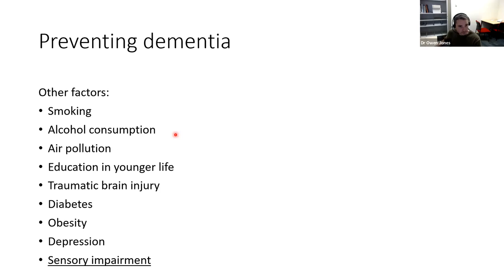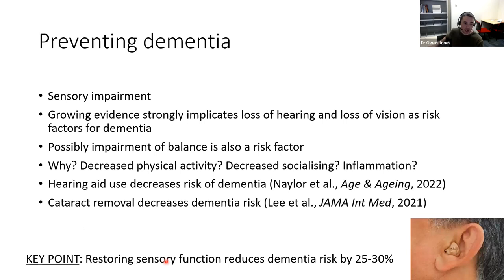But I just wanted to bring your attention to something that not many people are aware of, and that's that sensory impairment is also a major driver of dementia risk. Now, what do we mean by sensory impairment? Well, basically, I am talking about impairment to functions such as vision, such as hearing, possibly even to your sense of balance. Now, there's very good evidence to suggest that loss of hearing and loss of vision are risk factors for dementia. Now, this could be because you're less likely to partake in physical activity or perhaps decrease socializing when you lose your sense of hearing or you lose your sense of vision.